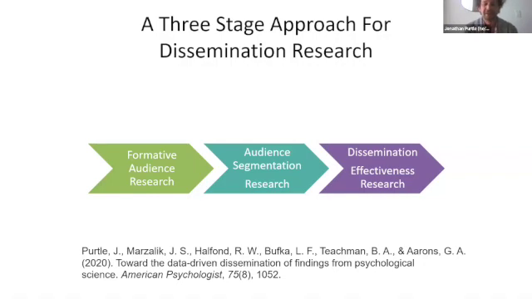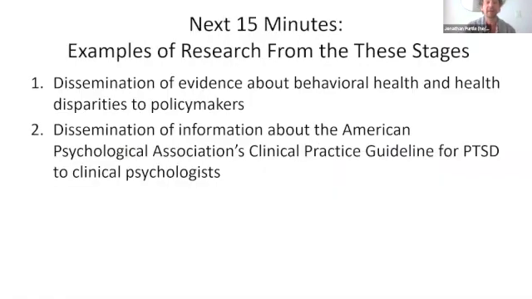Thanks. So we came up with this 3-stage approach, colleagues and I, for different types of dissemination studies one may want to conduct, in the order in which we may consider conducting them. And I'm going to talk about each of these and give some examples across these domains of formative audience research, audience segmentation research, and dissemination effectiveness research. And across each one of these, for the next 15 minutes or so, I'm going to give examples.